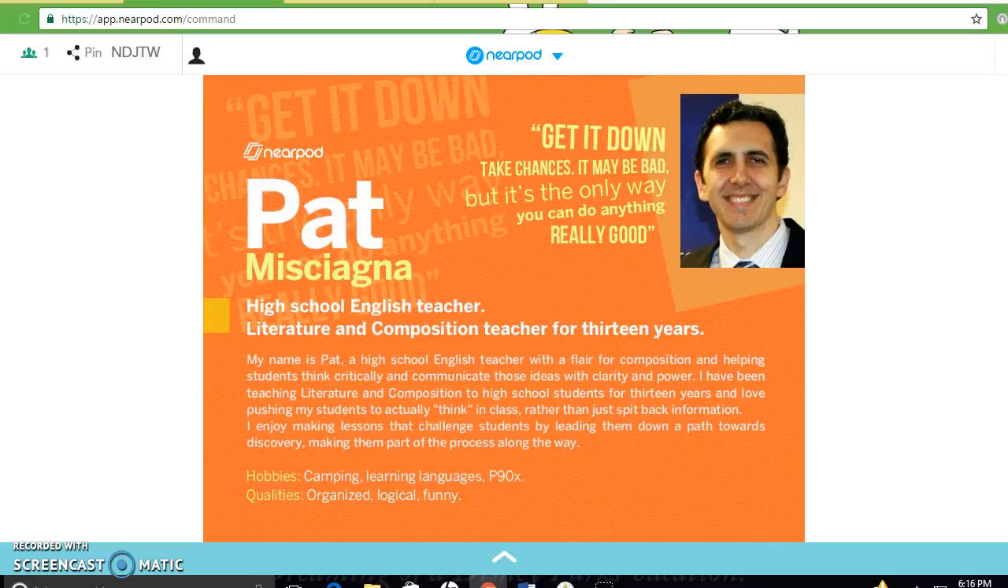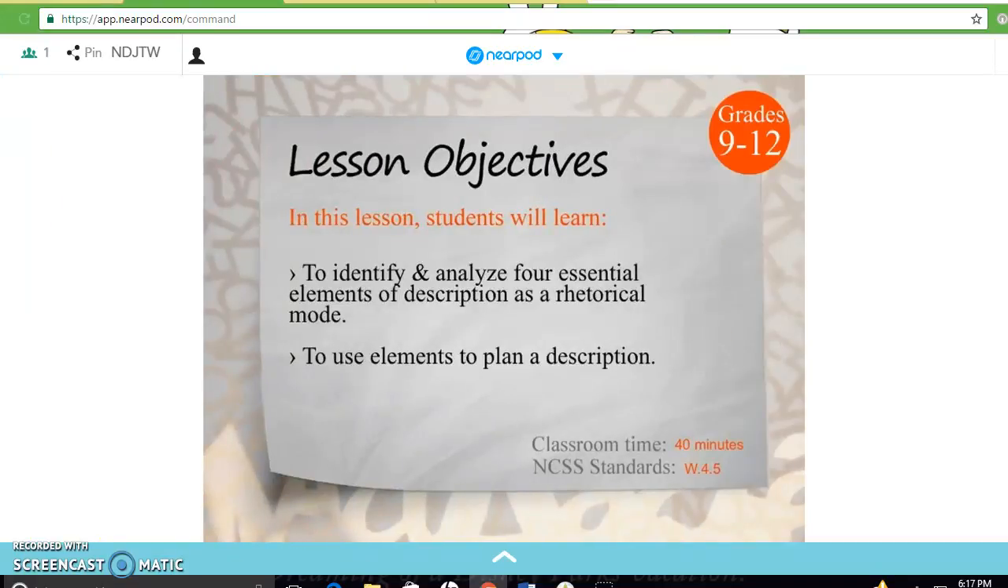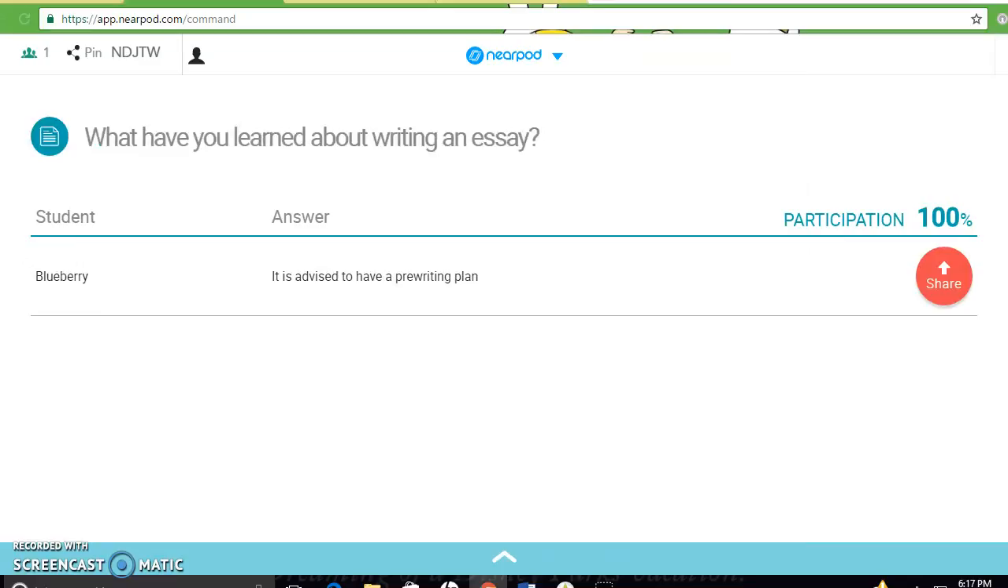This is a borrowed presentation for us to practice off of, but it still has many valid points about writing a description. Therefore, I advise you to still pay attention because there are questions throughout. The objectives are to identify and analyze 4 essential elements of description as rhetorical mode, and to use elements to plan a description. As you can see, the first question I've already answered, and as you all can see on yours, it is the question and then a gray area for you to type your answer in.